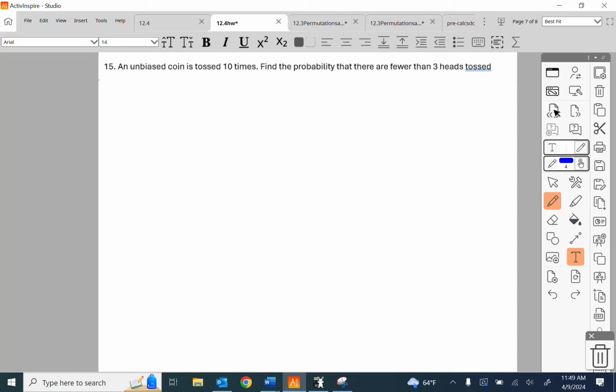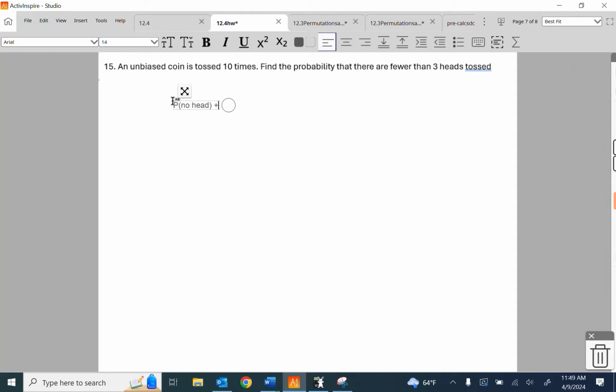Last one I'm going to do. An unbiased coin is tossed 10 times. Find the probability that there are fewer than 3 heads tossed. So this would be the probability of no head, plus the probability of 1 head, plus the probability of 2 heads. Fewer than 3, right? So I could just not use the CDF function. I could do binom, and I'm going to do this because I have time and I want to show it. 10 trials, it's unbiased coins, heads, tails, probability of success is 0.5, 0, plus binom, and this needs to be a PDF, not a C.